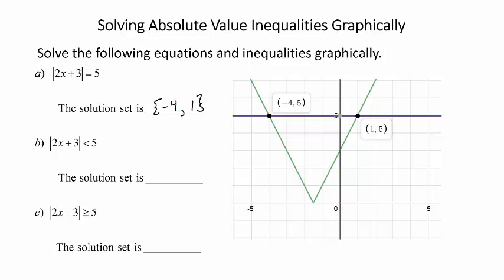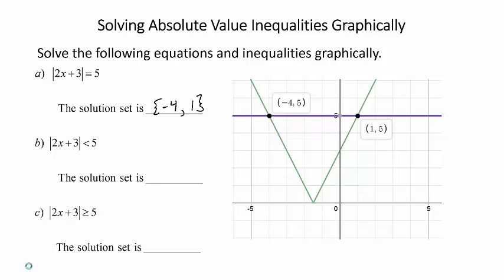All right, so now let's take a look at the inequality piece. If we have the absolute value of 2x plus 3 less than 5, what that means is we want all of the values of the graph of the absolute value of 2x plus 3 that lie below the line y equals 5. That's really what we're asking. So let's highlight that region.